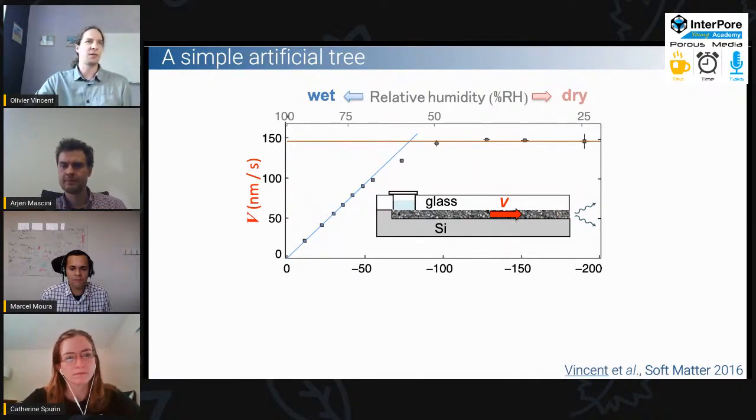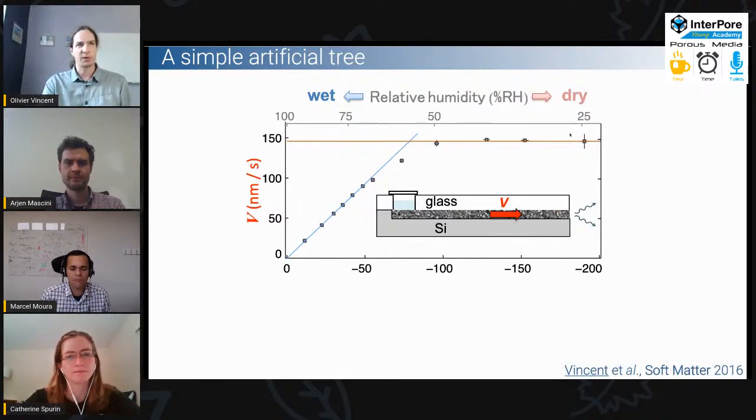100% relative humidity, fully wet, is on the left part of the graph. And when we go to the right, the air around the sample gets drier. And you can see that if the relative humidity is high enough, we have very linear dependency of the flow on the driving force that I will explain later, but the flow increases when the relative humidity decreases, but at some point it saturates.